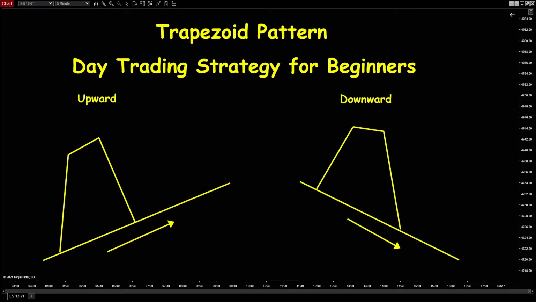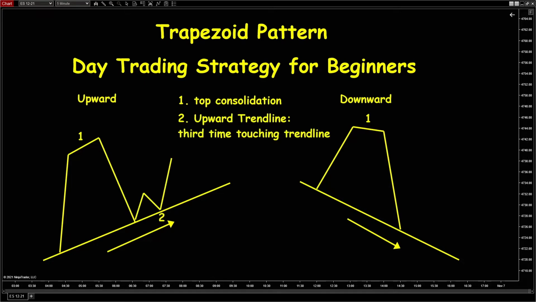There are two types of trapezoid patterns. The first one is upward. Basically, the market is going up. The second is downward, and the market is going down. There are a few features for the trapezoid. First, the top should be a consolidation. It is either M shape or it should be a head and shoulders, or it could be just any three pushes at the top.